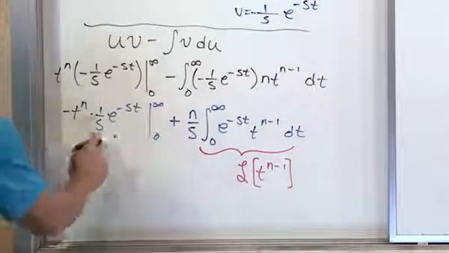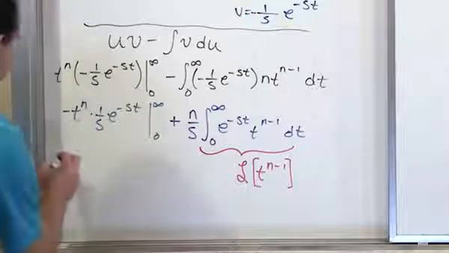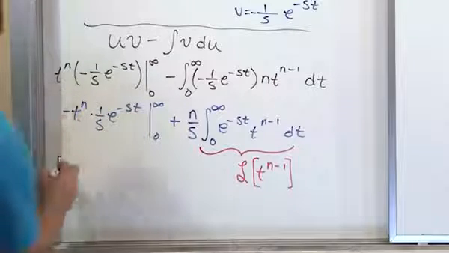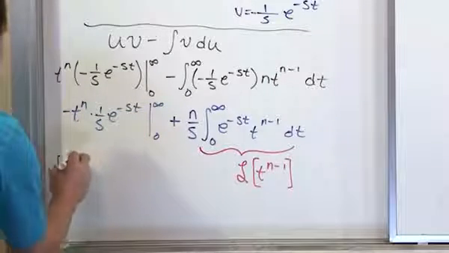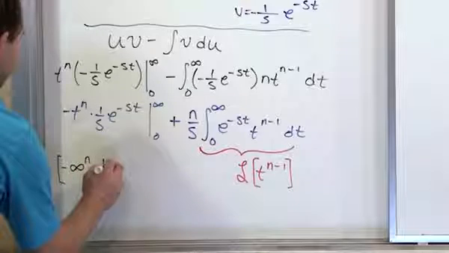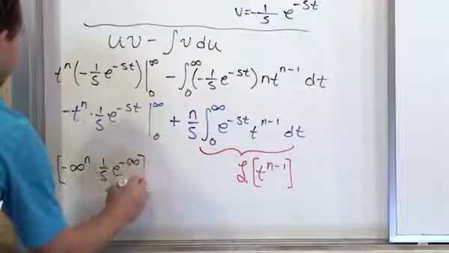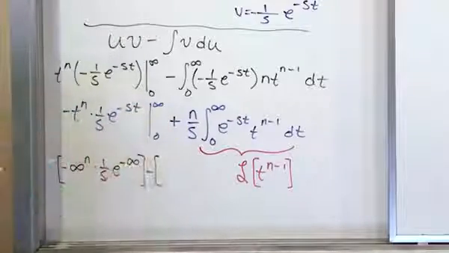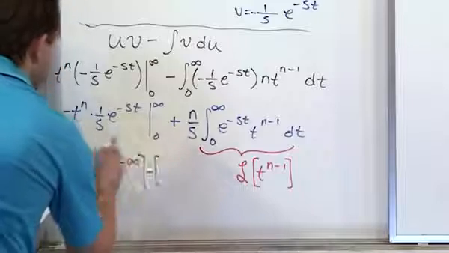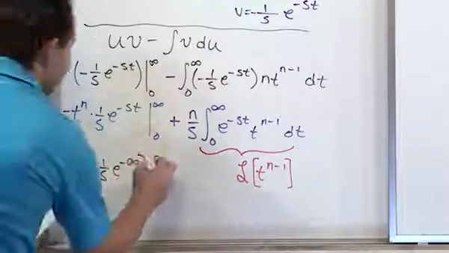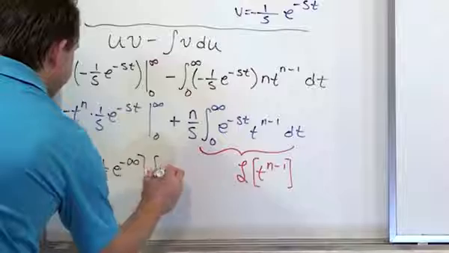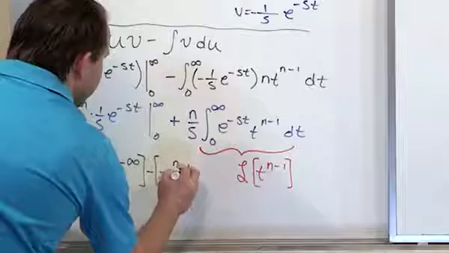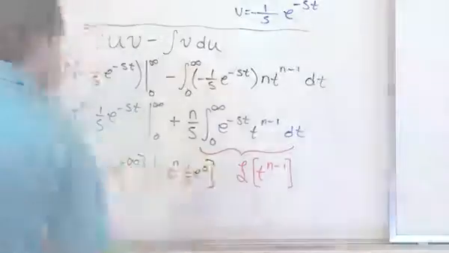So what we want to do is evaluate this whole expression at these limits of integration. I'm going to plug infinity in here. So I'm going to have negative infinity to the power of n times 1 over s e to the negative infinity, minus the lower limit of integration, where I'm plugging in 0, so it's really going to be negative 0 to the nth power, and then I'm going to have 1 over s e to the 0.